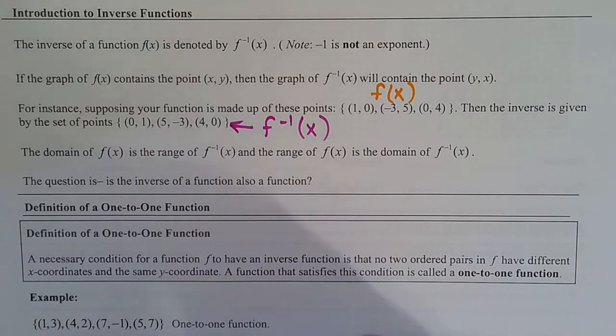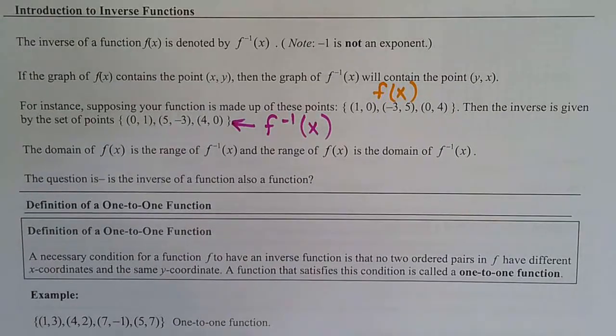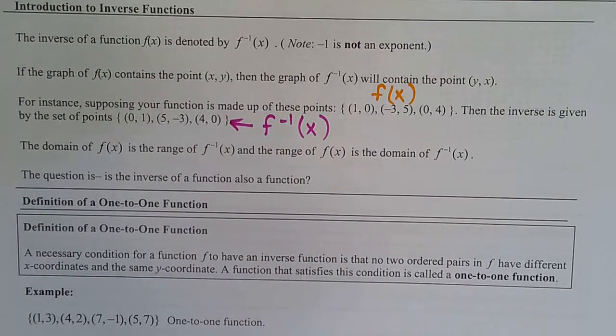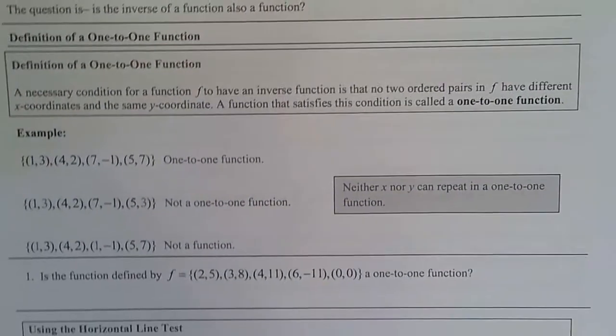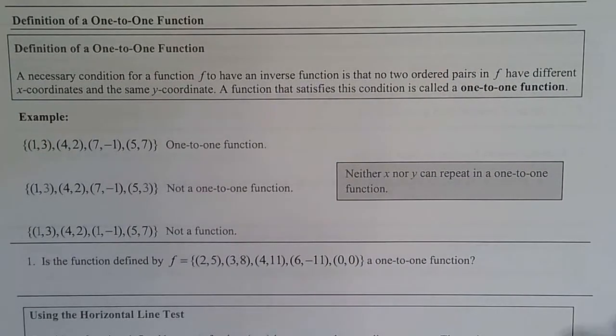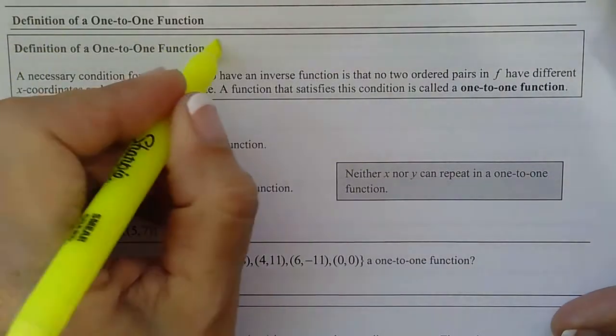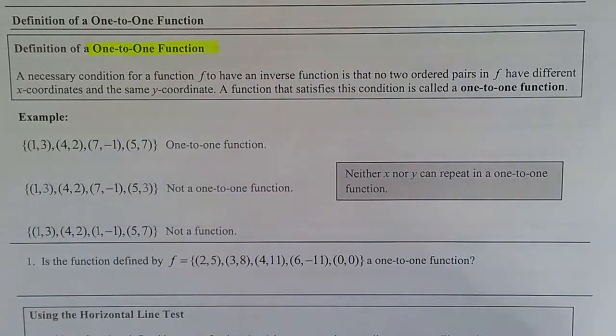So now our question is, what we're going to use this section to discover is, is the inverse of a function also a function? So if I find the inverse, is it always going to be a function? So that's what we're going to discover. So we're going to start with defining a one-to-one function. This is pretty important. A one-to-one function is a function that has an inverse.